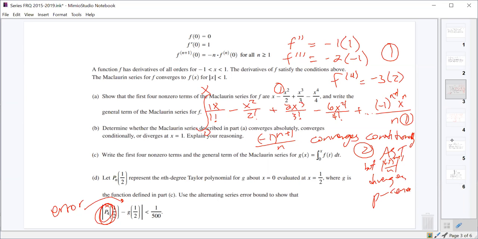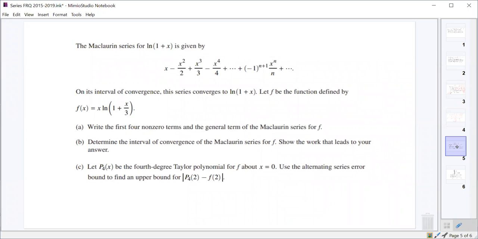Okay, then we had another one. I think I asked you guys to do this one as well. So they give you the series for natural log of 1 plus x. They want you to write the first 4 non-zero terms and the general term for x times natural log of 1 plus x over 3. So what are we doing with that? We're replacing every x with an x over 3, and we're also multiplying it by x. Everybody good with that?